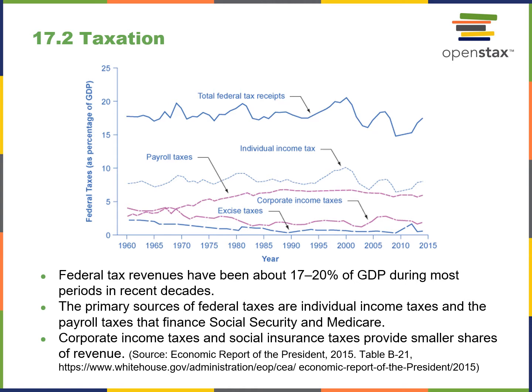Over, once again, the same period of time, the tax revenues have been about 17 to 20% of GDP. Primary sources of federal taxes are individual income and the payroll taxes that finance Social Security and Medicare. Corporate taxes and social insurance taxes provide smaller shares of revenue.